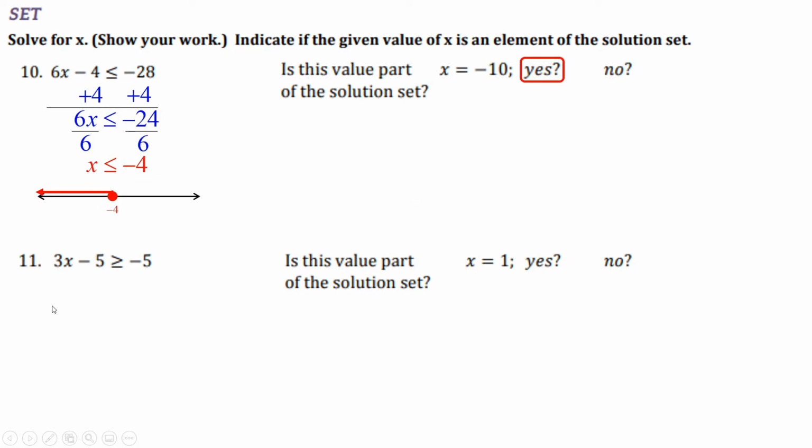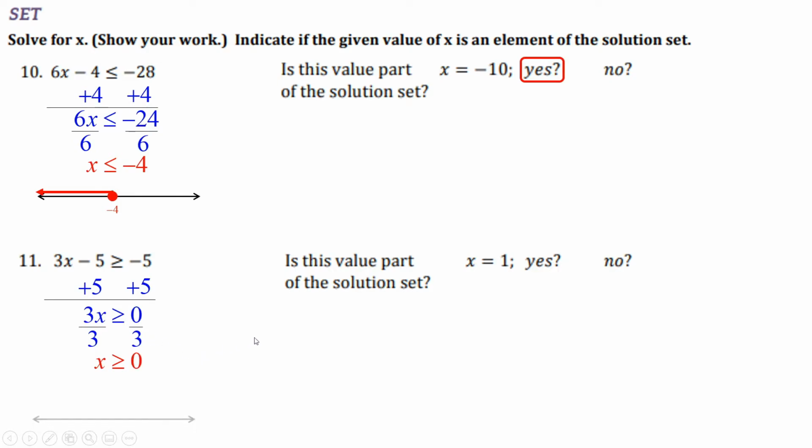All right, number 11. Well, see that minus 5? Let's add 5 to both sides. Bring down the greater than or equal to. And we have 3x is greater than or equal to. Oh, and look at this. Negative 5 plus 5, that's a 0. So let's divide both sides by 3. Does not affect the inequality, greater than or equal to. And now on the left, the 3's cancel, leaving x is greater than or equal to. 0 divided by 3 is 0.